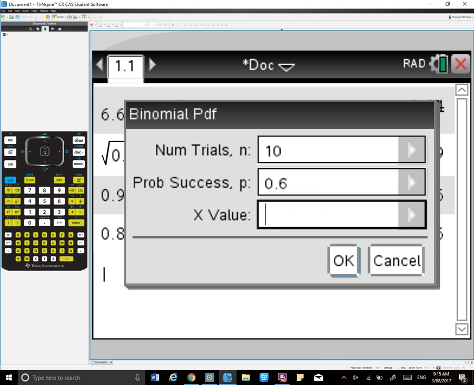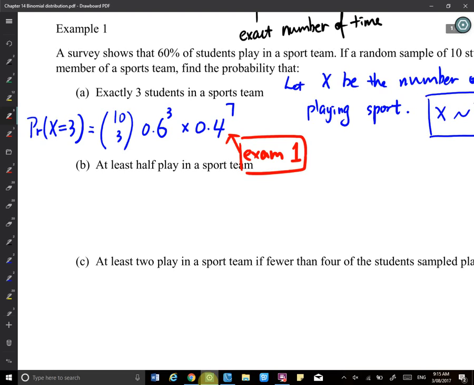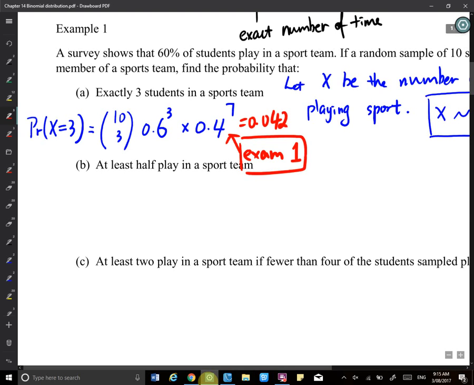10, 0.6, and 3. Okay, that's the value. It directly gives out the value. That value will be the same as if you put the whole equation in and try to figure it out. It directly replaces the formula. The formula is only for the Part 1 exam, or when it asks you to do it by hand. You will use that. Otherwise, use the calculator to evaluate binomial distribution. That's, let's go 2 decimals, 0.03. Okay, 0.042. That equals 0.042. This value is by CAS.